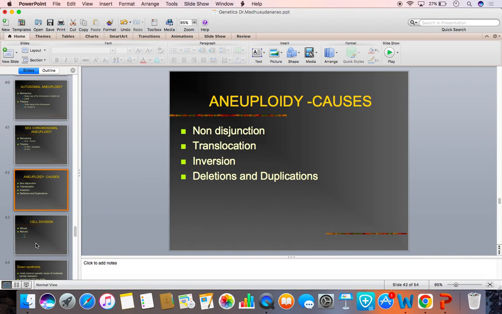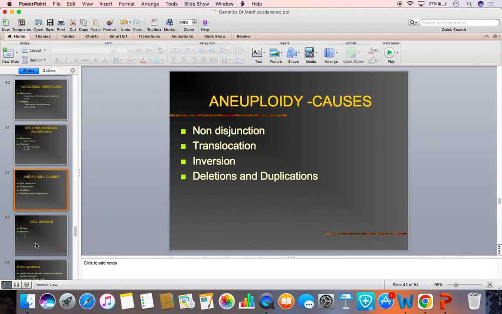Well, what are the causes of aneuploidy? It could be non-disjunction, it could be translocation, or it could be inversion, or it could be deletion and duplication. Okay? These are the terms used in order to explain the mechanism for abnormal number of the chromosome. That is chromosomal aneuploidy.